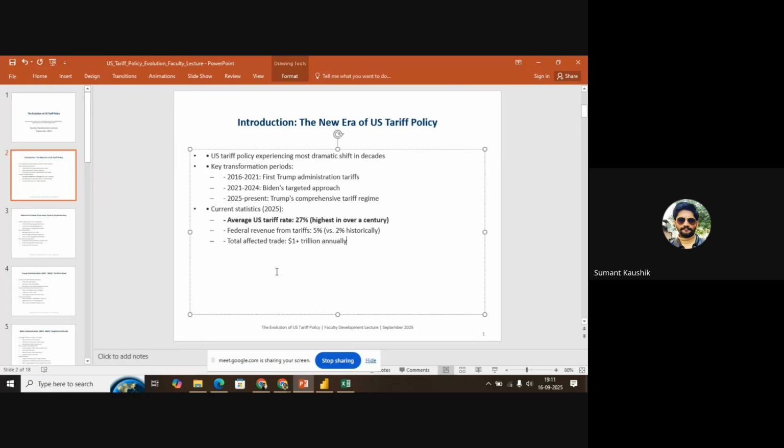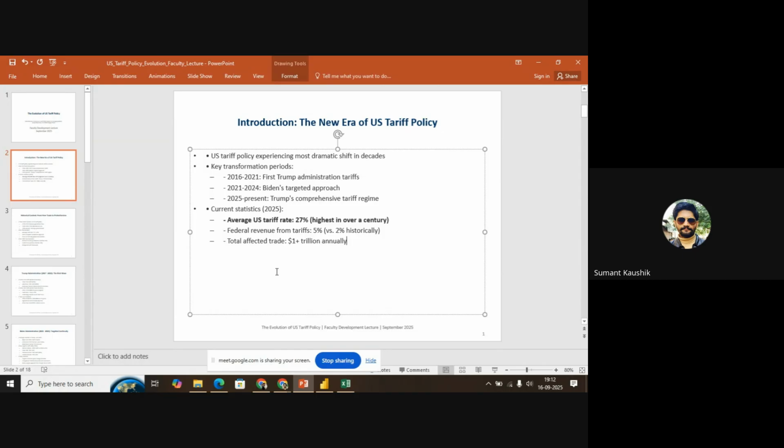The loss it causes to the other country is that it reduces the competitiveness of that product, because for the consumer the price is rising, and the government is earning revenue from the tax. So in order to discourage imports, countries usually put tariffs on goods imported from other countries, or to retaliate. Like recently, the US has imposed a 50% tariff on India.